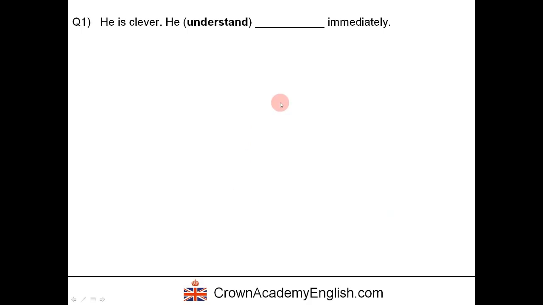So here is question 1. And for each question, I will give you 10 seconds. So here you have 1 verb. Okay, I'm going to give you 10 seconds. So the answer is, he is clever. He understood immediately. So the past simple form of the verb understand is understood.